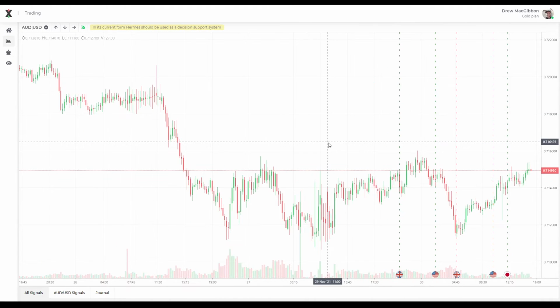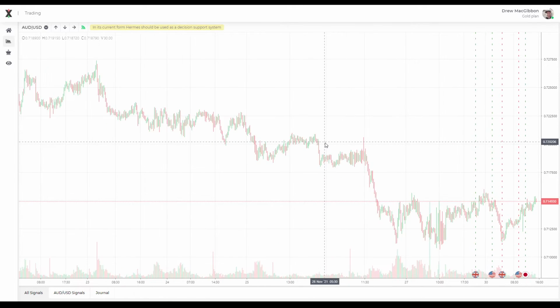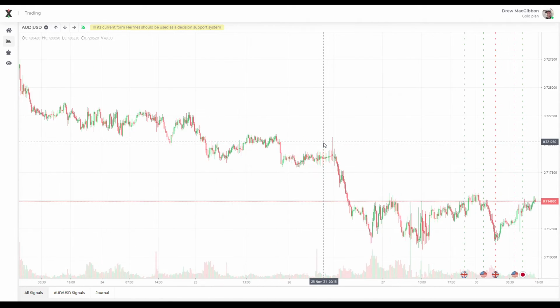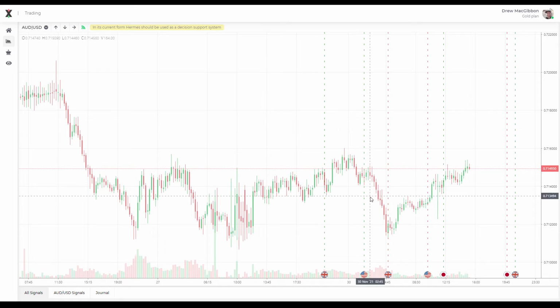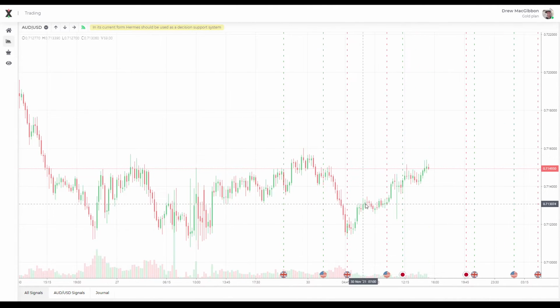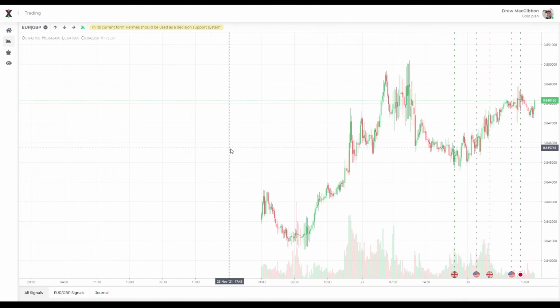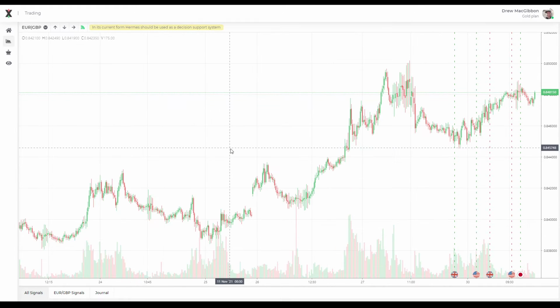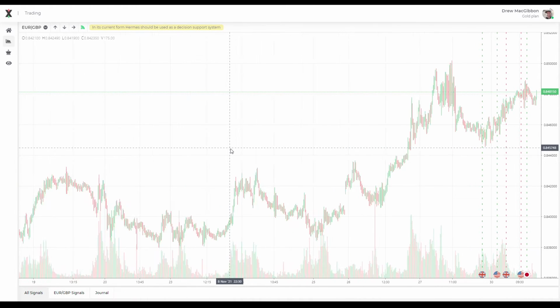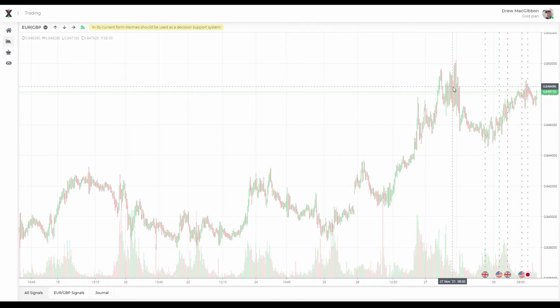So here we're looking at the AUD USD, and we're obviously in a downtrend, but for the last sort of day or so we've been in an uptrend, right? So pretty obvious there. Euro GBP, we would have traded in an uptrend, I believe. Let me just wait for the data to load. Yep, we would have traded here.